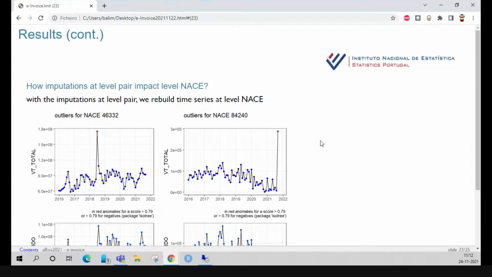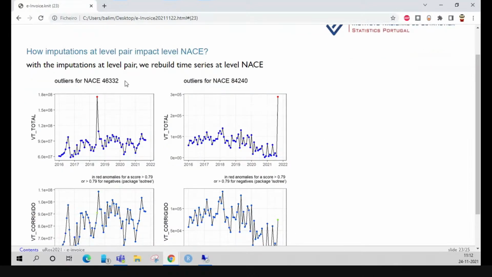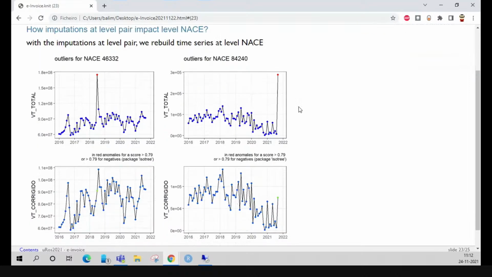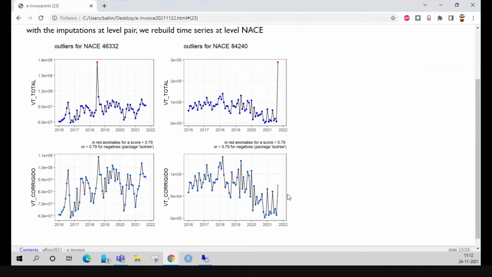And the last two examples, we have the original anomalies identified and the new values imputed. In this case, both values are in the range of the other points of the time series.